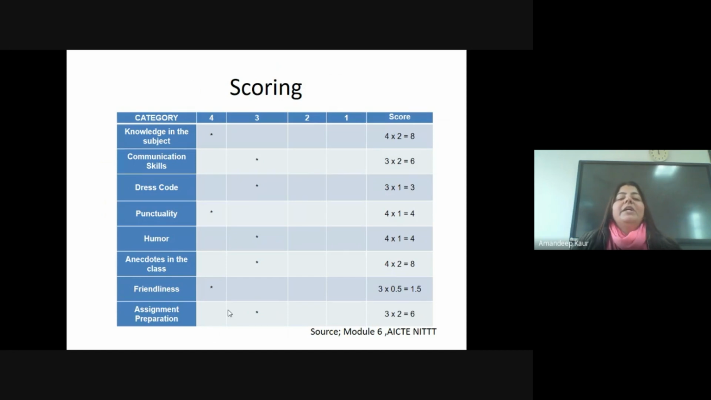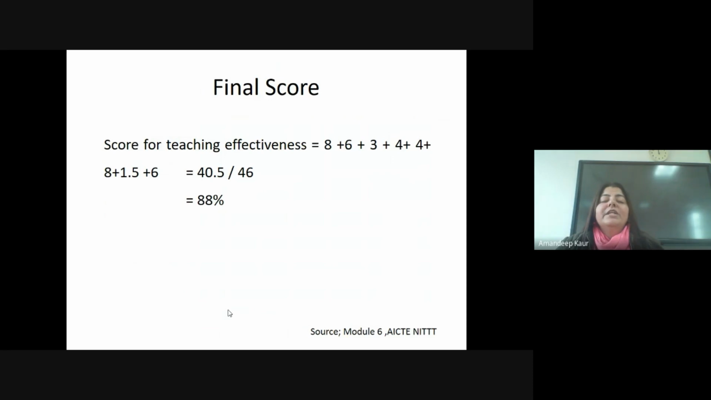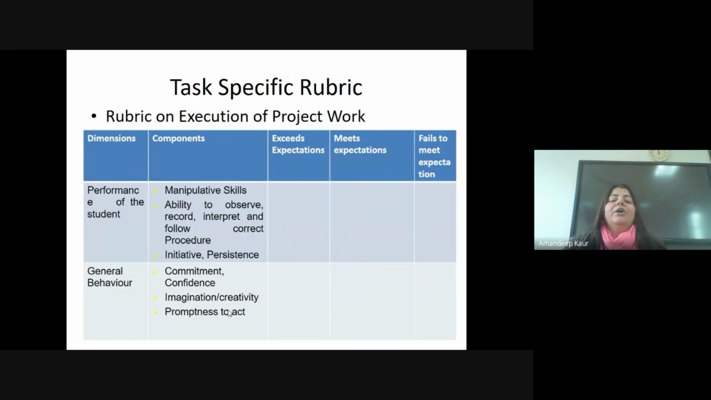When it comes to the weightage, say in this rubric sheet, sir has given 2 marks to knowledge in subject, 2 marks to communication, dress code 1 mark, punctuality 1, and other parameters likewise. So as per the weightage given to each dimension and as per the marks received in the scale, the teacher can calculate the total teaching effectiveness score. So the score for teaching effectiveness is 40.5 out of 46. So this can also be the purpose of an analytical kind of rubric sheet.